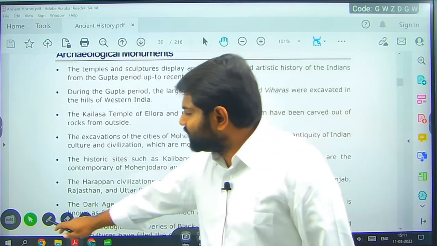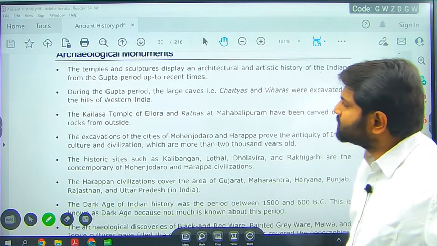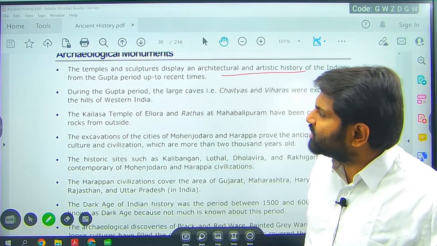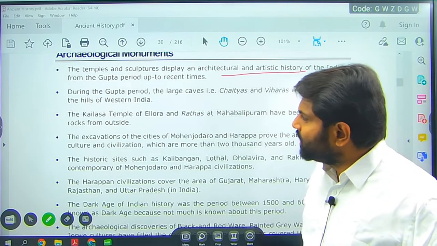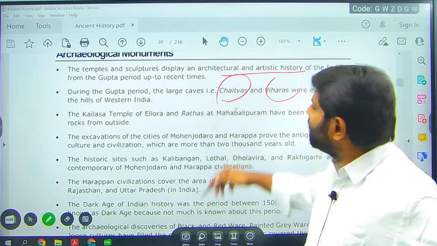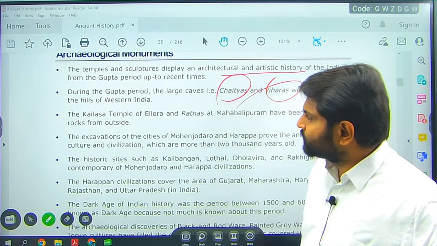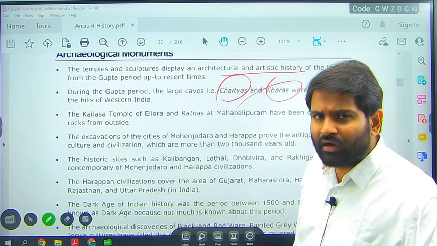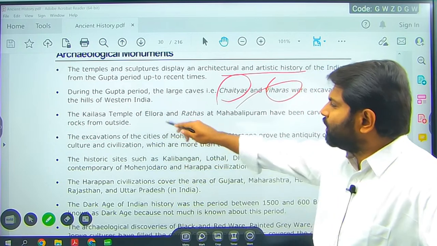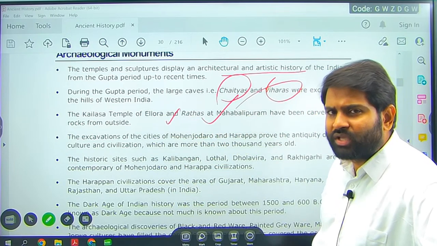Archaeological sources, we know the temples, rock temples, right, cave temples to the temples. Temples and sculptures show the deeply architectural, artistic history of Indians, especially from the Gupta period to recent times. During the Gupta period, the large caves called Chaityas and Viharas, for Buddhism, were there in western India. The Kailasa temple of Ellora and the Rathas of Mahabalipuram are carved out of rocks from outside, right?